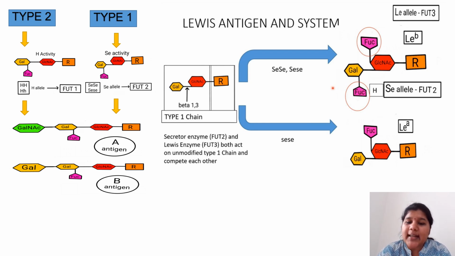So, when secretor gene is present, both SE and LE act upon adding two fucose, thereby producing Lewis B antigen. But when only one gene, that is when only LE allele is present, the fucose will be added to the N-acetyl glucosamine, giving us Lewis A. So Lewis A individuals are non-secretors of ABO, while Lewis B are secretors.